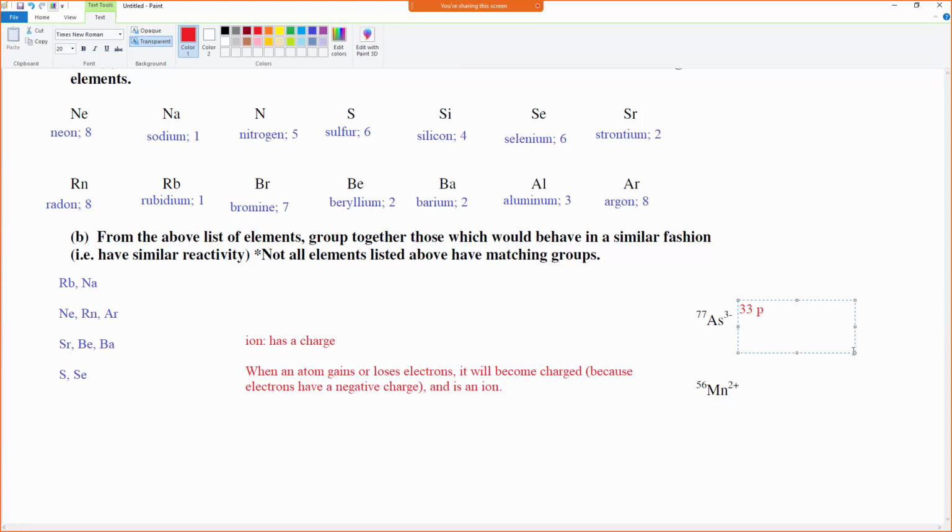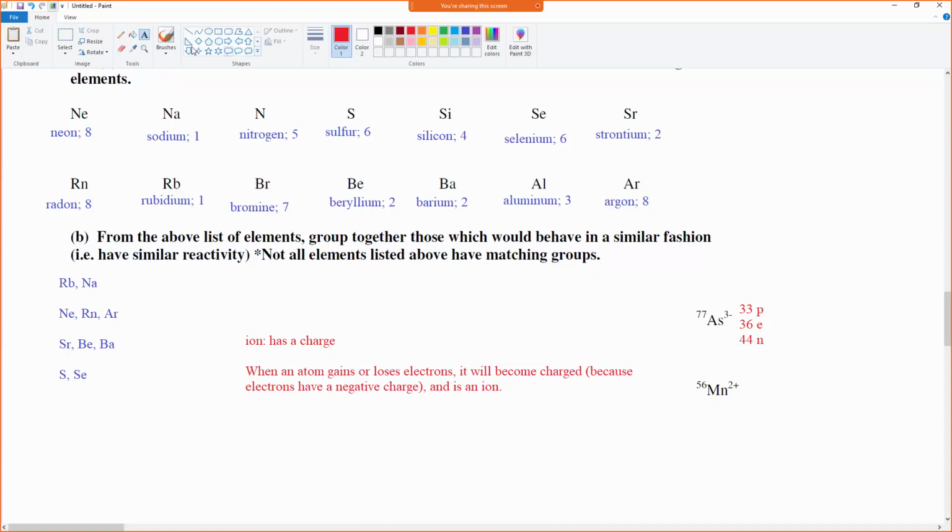And then because I have a 3 minus charge, that tells me I have 3 extra negative charges, 3 more negative charges than positive charges. So that means I've got 36 electrons, right? And then finally, because the mass shown up here is 77, that means that there's 44 neutrons, because the protons and the neutrons contribute to the mass. Does that sound familiar? Put a little plus there, minus there.